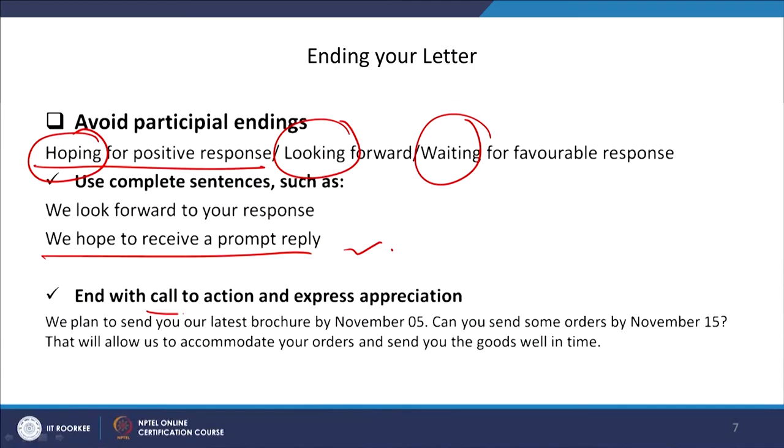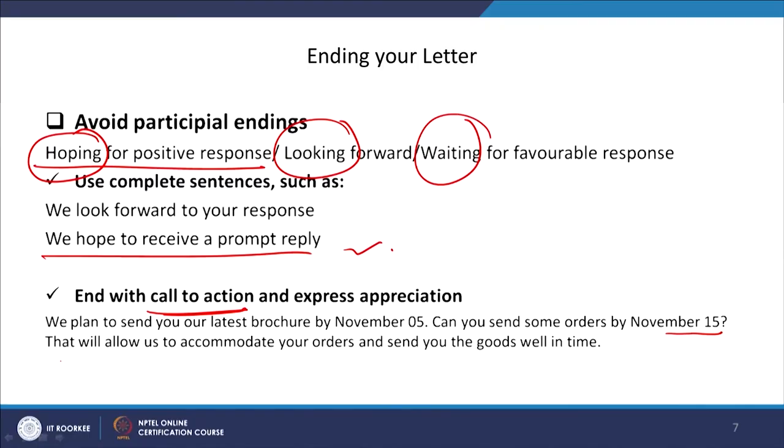What is this call to action? And also express appreciation. You have already expressed appreciation in the beginning, but when you end, even then you must appreciate. How? Here is an example, a sentence I have taken from some letter: "We plan to send you our latest brochure by November 5. Can you send some orders by November 15?" Now you see, you are trying to be very interactive and show concern because you want to serve the other party.